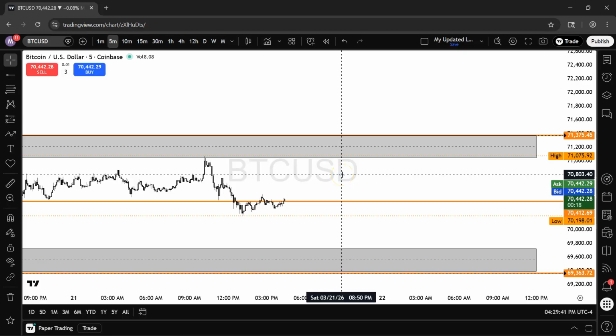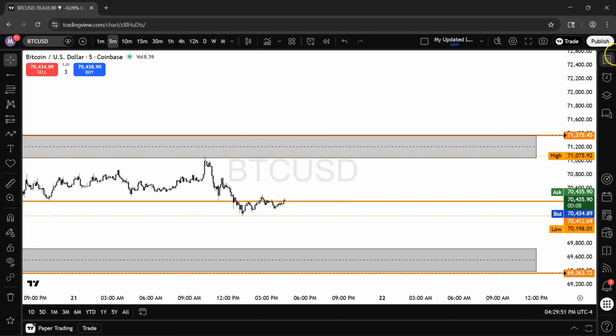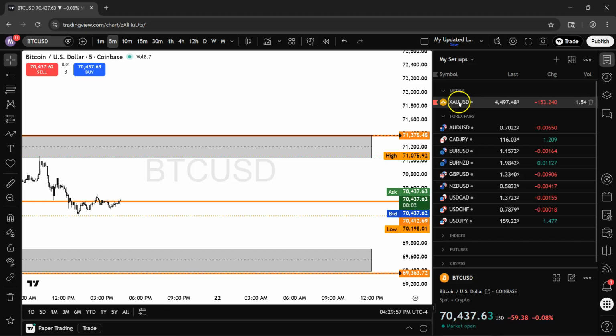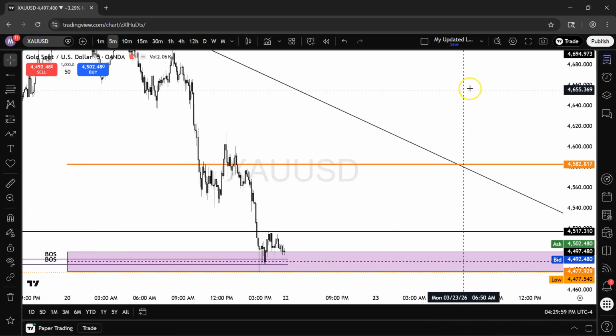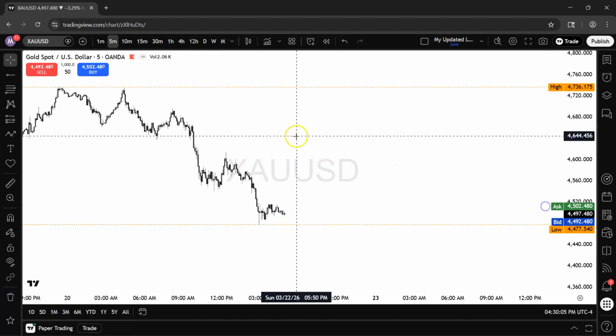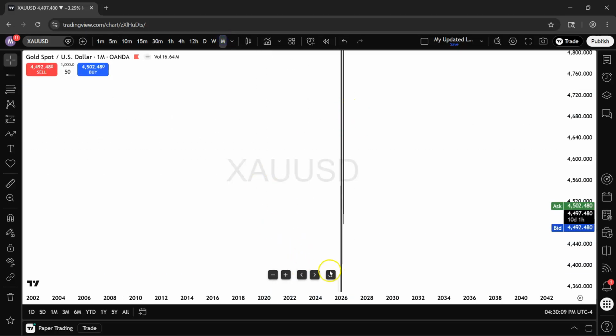So this is for Bitcoin. The same setup is what I do on every single one of my pairs, so we can do the same thing on gold. Let's go to gold, and we're going to mark up gold. I'm going to erase everything because I previously marked up gold, but I'm going to do it with you guys live. So what do we start with? The monthly.